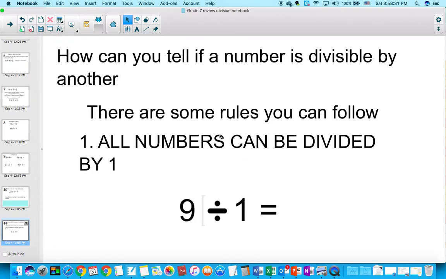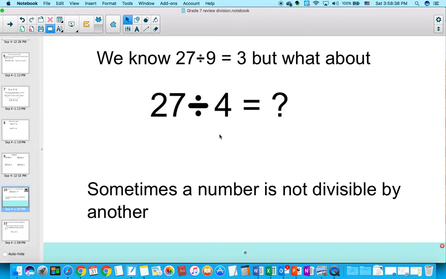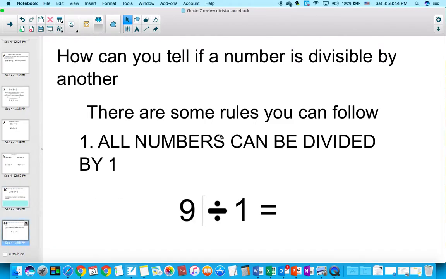So how can you tell if a number is divisible by another? Well, there are some cheats you can do, some quick rules. That way you don't end up in a position where you have to check and solve the equation and then realize, oh, it doesn't work. You can follow these rules.